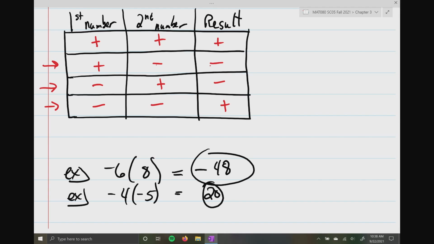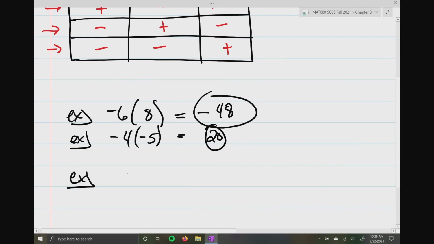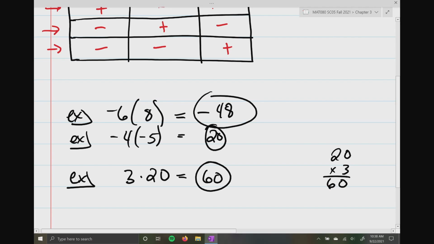All right, let's do another one here. Three times 20. The easy part, a positive times a positive is another positive. The hard part is you actually got to know how to multiply. 3 times 20. So the answer is 60. So, since we did some multiplication problems, let's do some division.